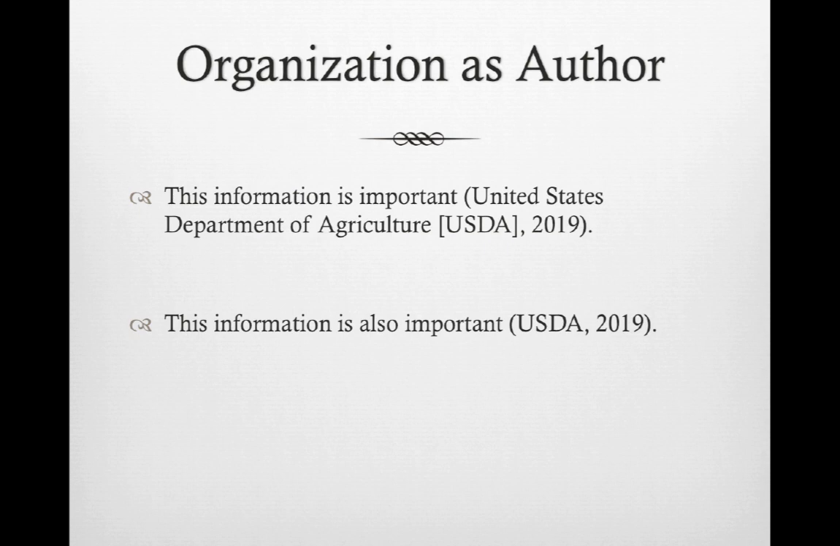If your organization has a well-known abbreviation, in your first citation, you would spell out the entire organization's name, such as the first example, United States Department of Agriculture, and then in brackets, you would supply the abbreviation, USDA. Then, in every in-text citation after that, you can just refer to the organization by their abbreviation. You can see this in the second example.